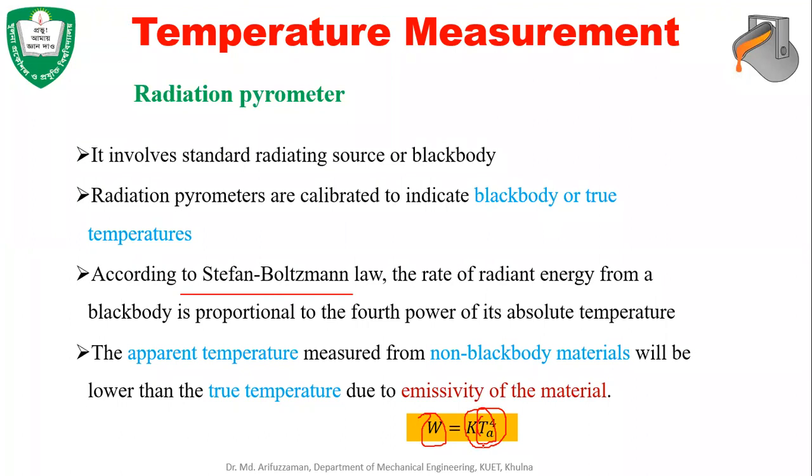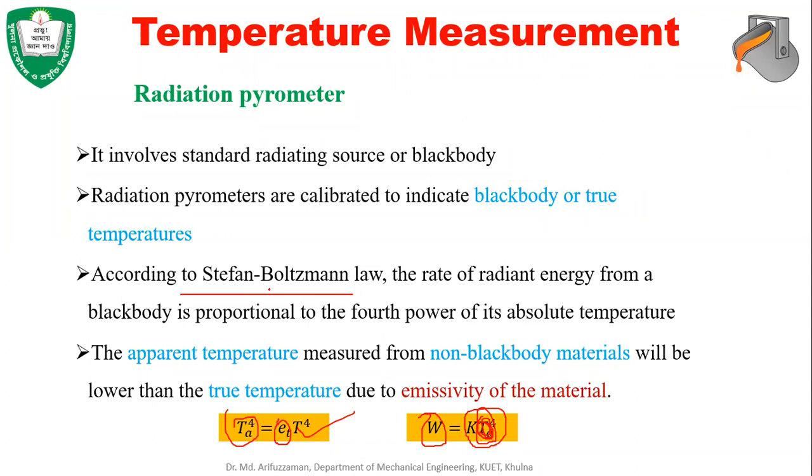Then how do we get the actual temperature of that body? To get the actual temperature of that body, we need to use the emissivity of that material. If we know the emissivity of that material, which is a constant, then we can use the TA that we have found from the black body temperature, use that TA in here, and then use the emissivity, then that T will give us the actual temperature of that surface.